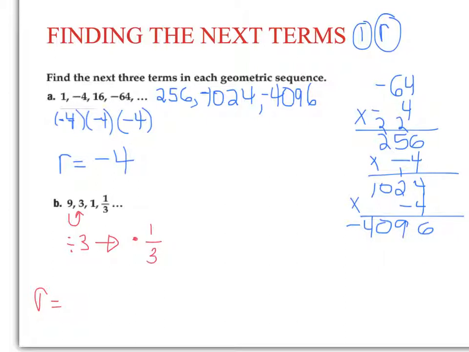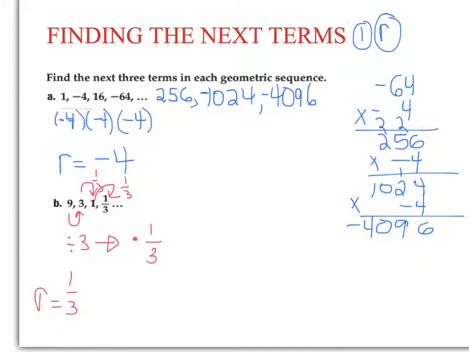So I'm really multiplying by a third to get from 9 to 3. To get from 3 to 1, I'm also multiplying by a third. And to get from 1 to 1/3, I'm also multiplying by a third. So my common ratio is 1/3. So if you say, well, really the only way I can get from the first number to the second number is by dividing, multiply by the reciprocal of the number you're dividing by.